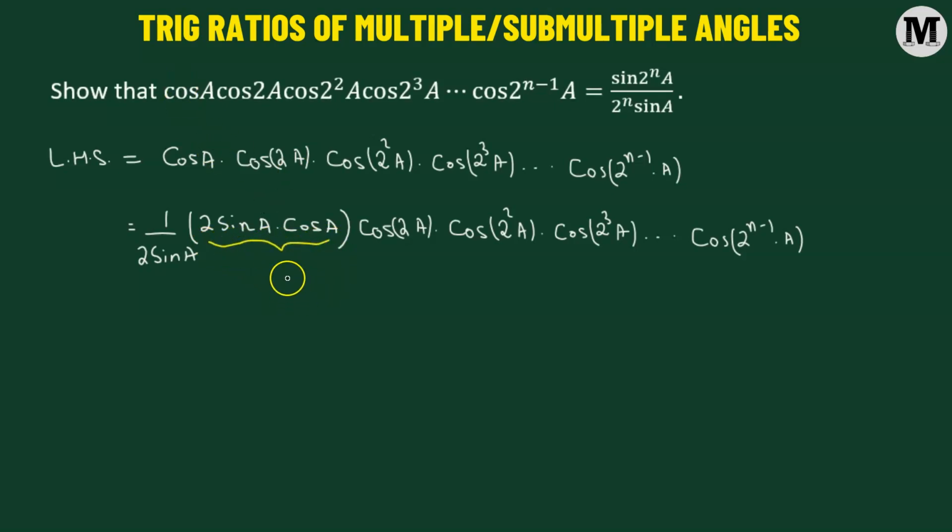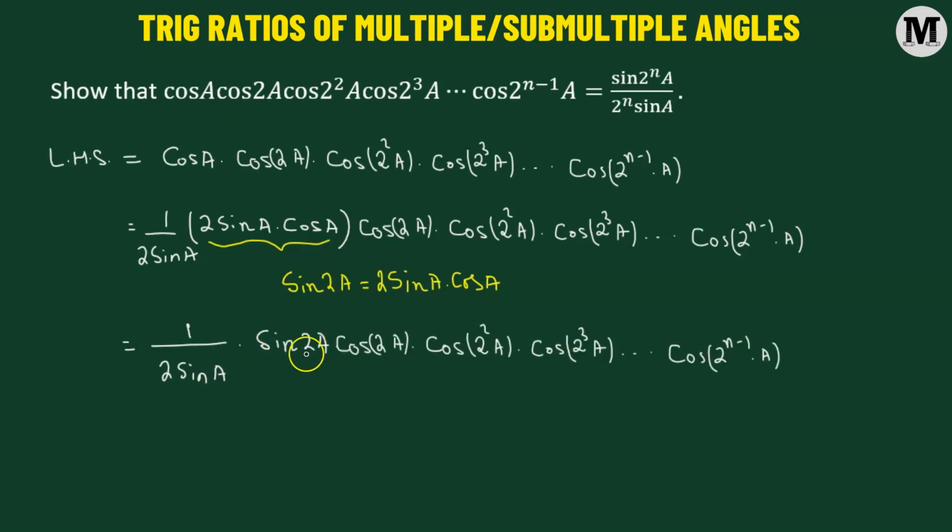The reason why we multiplied and divided by 2 sine A is because now this 2 sine A times cosine A is a formula. We know that sine of 2 times A is given by 2 times sine of angle A times cosine of angle A. Now that means we can replace 2 sine A cosine A with sine 2A, such that we get 1 over 2 times sine A, multiplied to sine 2A, and we have the remaining terms.